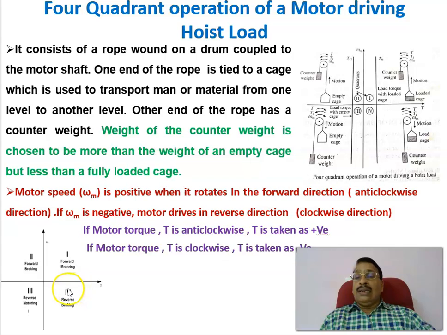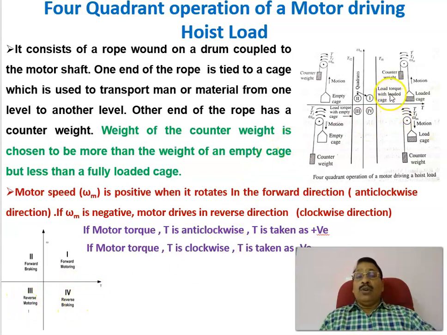The fourth quadrant is where torque is positive and omega m is negative. Therefore, T into omega m is negative. That's called the braking action, and since omega m is negative, it is called reverse braking. Therefore, these are the four quadrants of operation: forward motoring, forward braking, reverse motoring, and reverse braking.